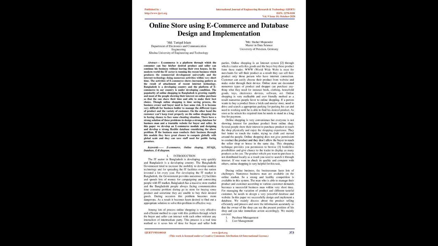Bangladesh has a massive store market and Bangladeshi people are always facing a communication and time-consuming problem when going to a store to buy some product, and sometimes they are unable to buy their desired goods. During occasions this problem becomes more dangerous. As a result there is a keen desire to find an appropriate solution to solve this problem in an effective way.